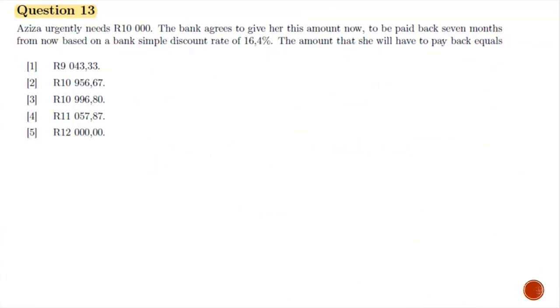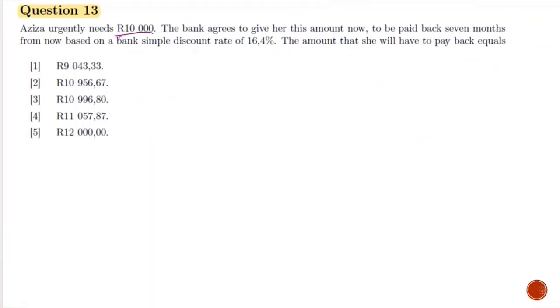So here, Aziza needs 10,000. The bank agrees to give her this amount now, okay? This is now. So now your P here is equal to 10,000, to be paid back 7 months from now. So your T is equal to 7 months. That means it's lesser time, so you want to convert this to an annual period. So you divide by the number of months, that is 12, on a simple discount.